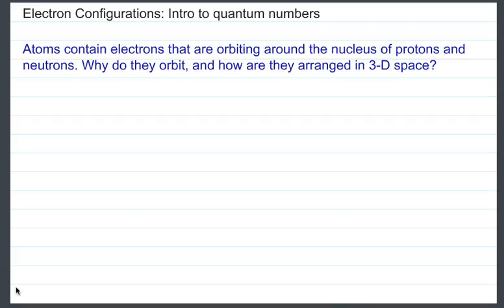Well, the first person to have a realistic model of the atom was a guy named Niels Bohr.